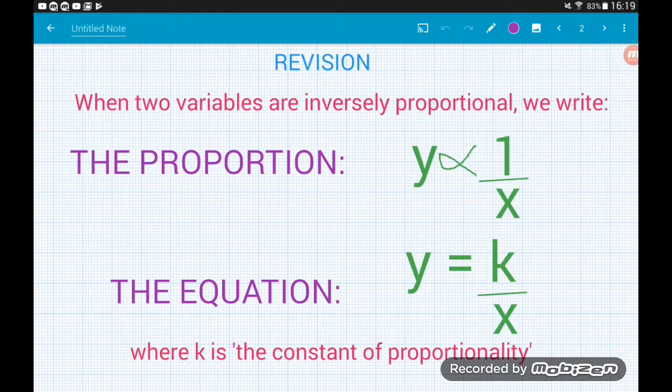Again, k is our constant of proportionality, it's just a number that tells us exactly how these two numbers are related. When we say they're proportional, we don't know the exact formula linking them together. But when we find this number k, we then do know the exact formula. We no longer have to say that they are proportional because we know the exact formula linking the two together. Okay, let's get going with some questions then.